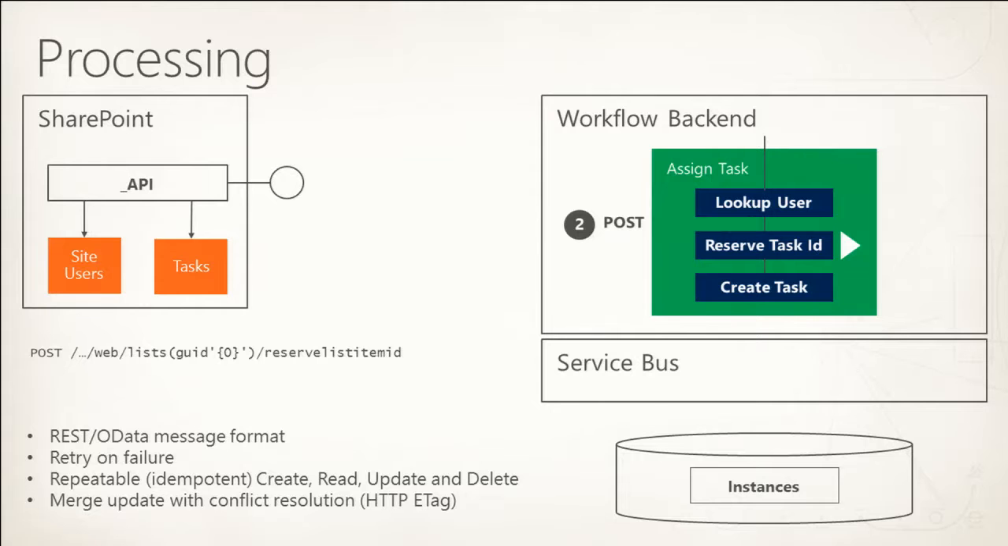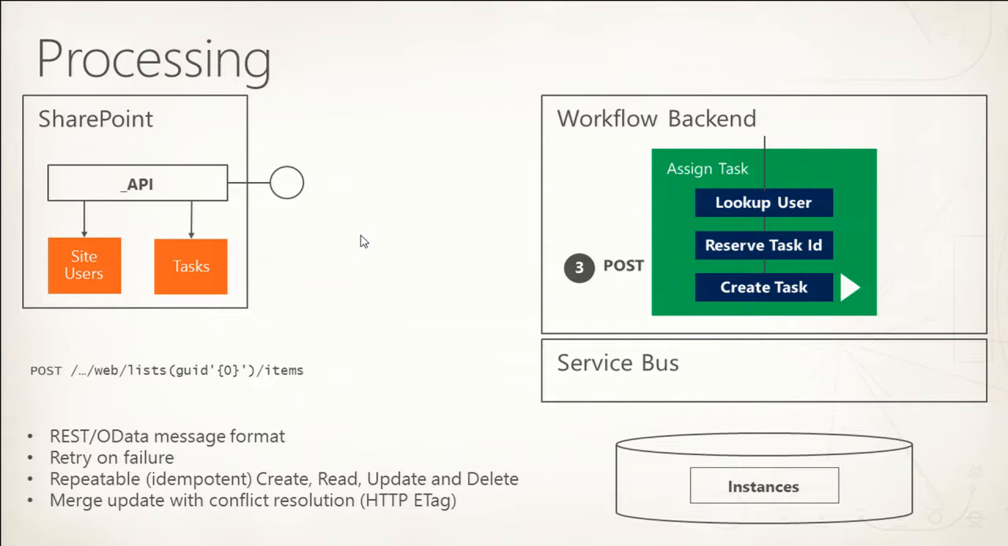So I retry, and I actually get task ID number 2. Well, from the point of view of SharePoint, no task has been created. All I've done is reserve a ticket that says nobody else will create task ID number 2. So that's the information that Workflow Manager will store along with the workflow instance.